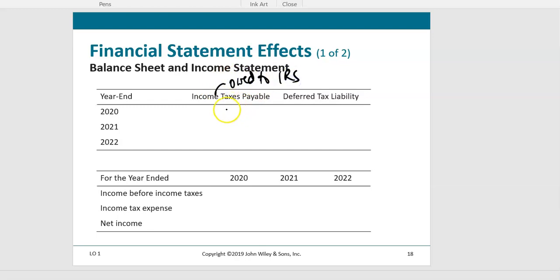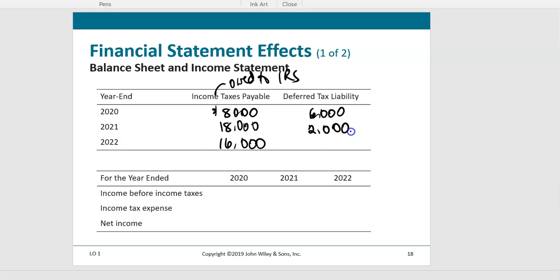We were told at year end 2020 that was $8,000. In 2021, it was $18,000, and in 2022, it was $16,000. What is the deferred tax liability that we reported? Initially, we recorded the deferred tax liability of $6,000, and we reduced it by $4,000. So at the end of 2021, our balance sheet reports a balance in the deferred tax liability of $2,000.